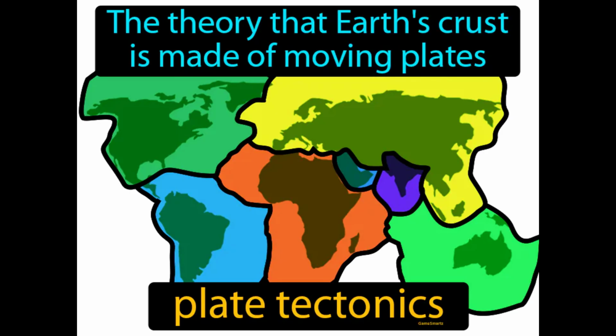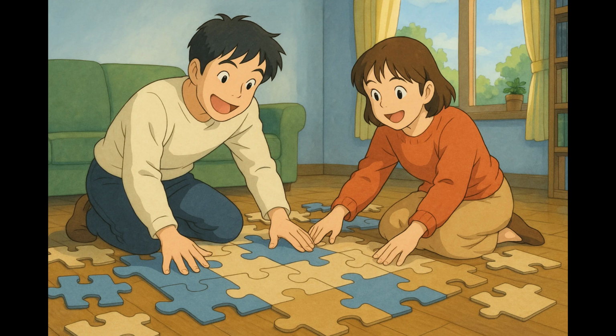The theory that Earth's crust is made of moving plates. Plate tectonics. It's the idea that Earth's surface is divided into large pieces that float and move on the molten layer beneath them. Imagine trying to fit a large puzzle together, where each piece doesn't quite lock perfectly with the others, making the whole picture shift as you try to align them.